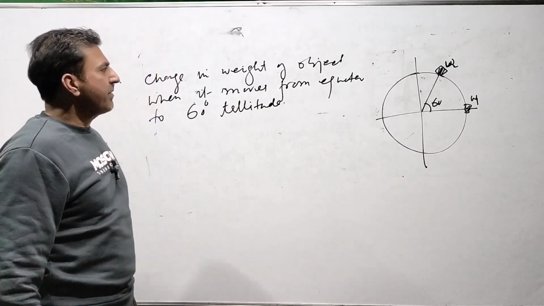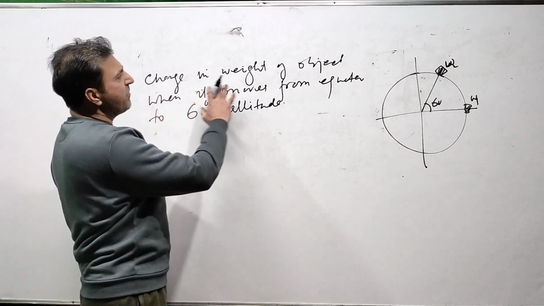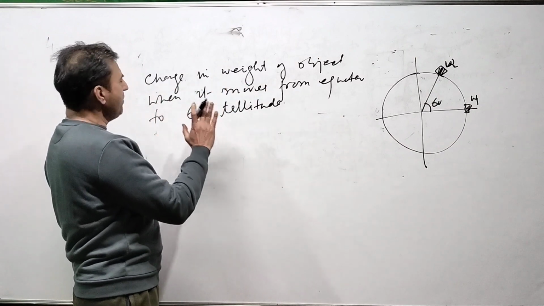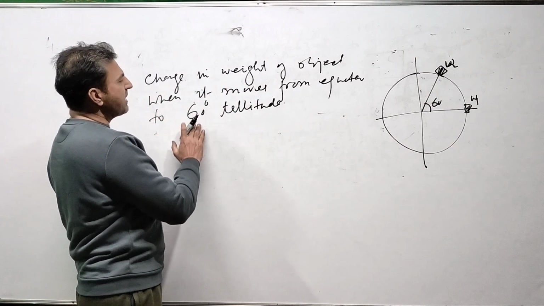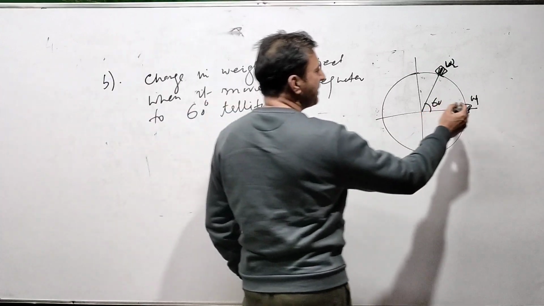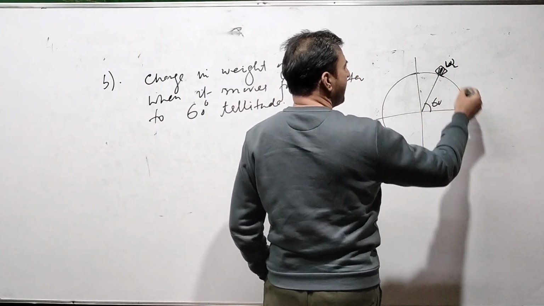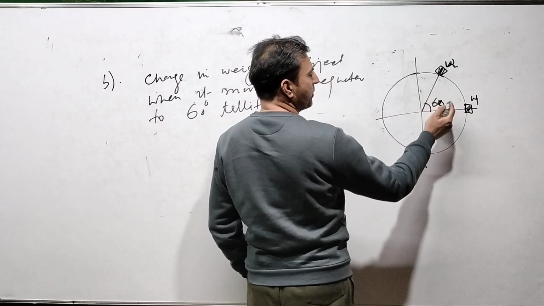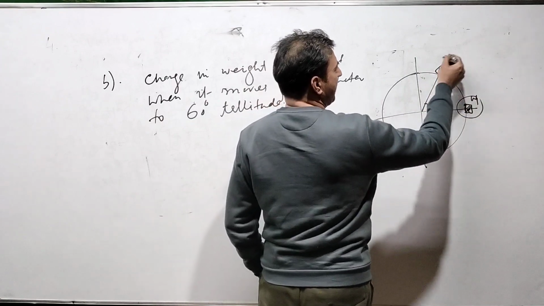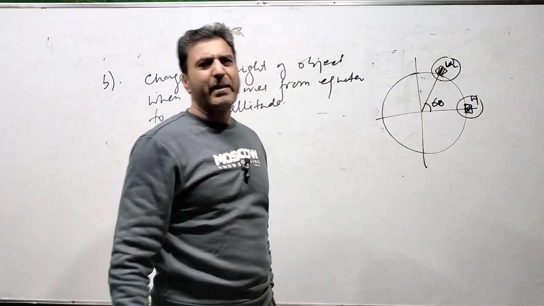The second example that I have framed is, what is the change in weight of an object when it moves from the equator to 60 degree latitude? An object is taken from here to here, at 60 degree latitude, so how much difference will come in weight? There will be a very small difference.